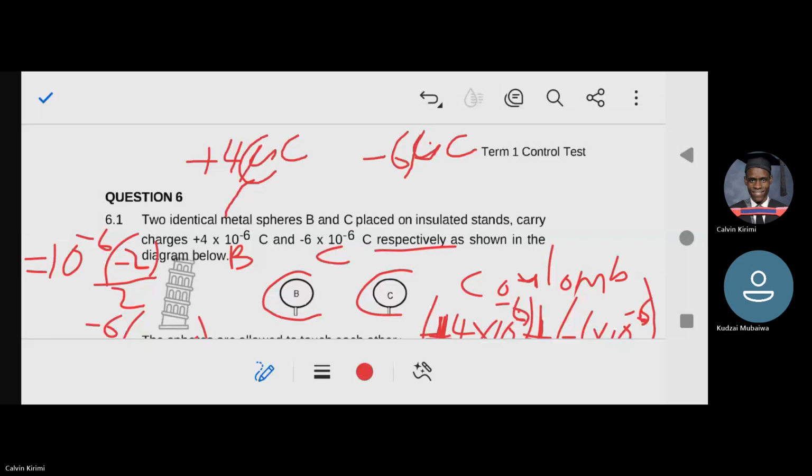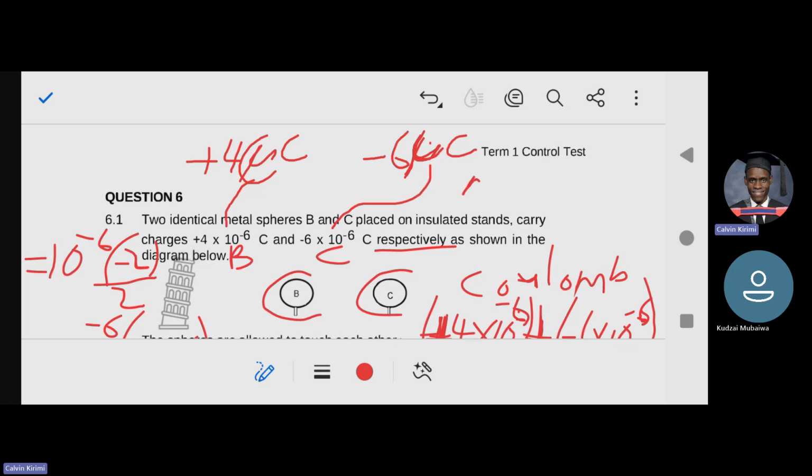Hello, are you there? I'm saying it's times 10 to the power what? Negative 6. Yes. Otherwise, when you write something else, all the marks are gone. You must know this micro means 10 to the power negative 6.